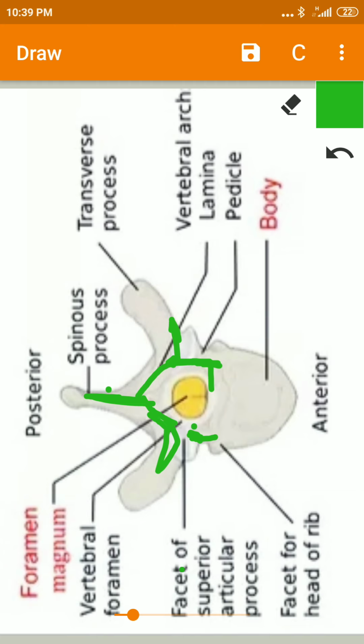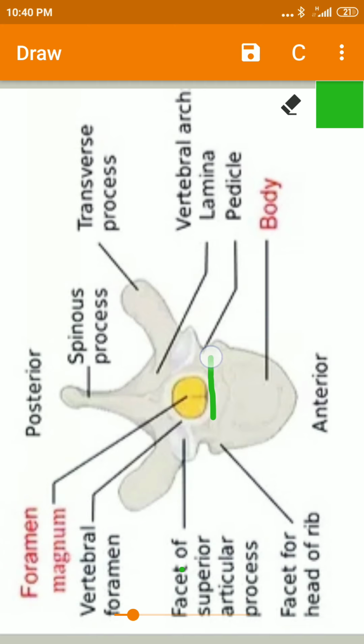At this junction it also gives a superior smooth surface called the superior articulating facet, which will articulate with the inferior articulating facets of the vertebra above, forming facet joints. At the center, because of this arch, it forms a vertebral foramen or vertebral canal. This canal transmits the spinal cord with its meninges and blood vessels. This is the overview of the parts of the typical vertebrae. Now we will see one by one.